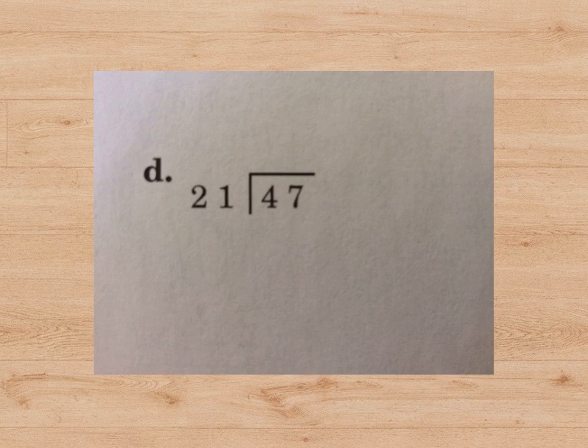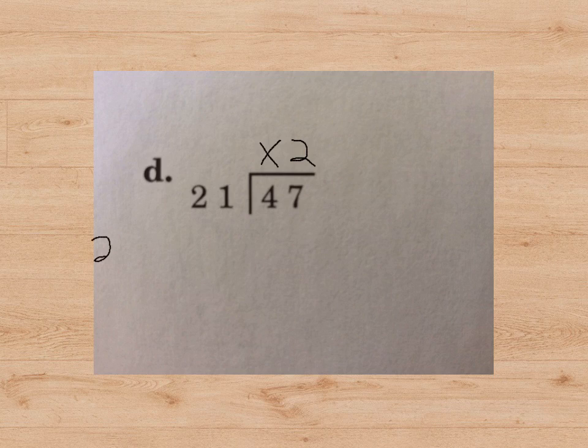Okay, 21. We know it doesn't go into 4, but it does go into 47. So our first number will be right there. Now go ahead and cover up your last numbers and ask yourself, how many times does 2 go into 4? And remember, this might be right, this might be wrong, but it will be close. 2 goes into 4 2 times. So we'll put a 2 here.